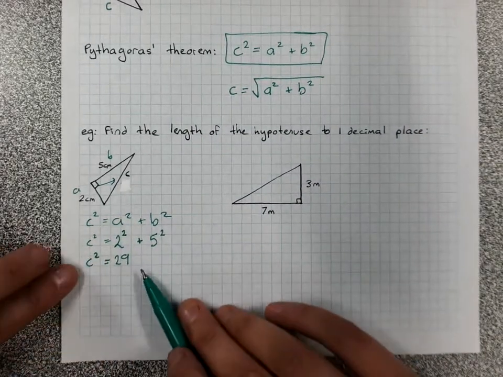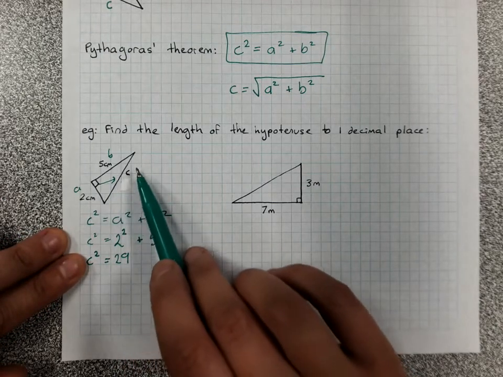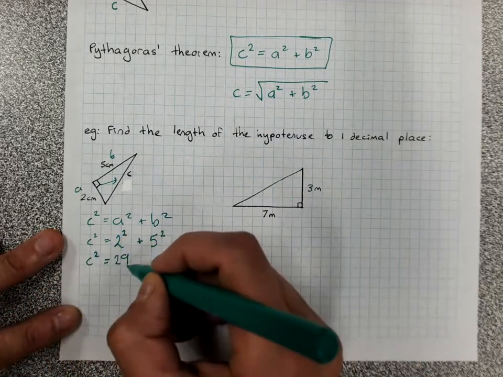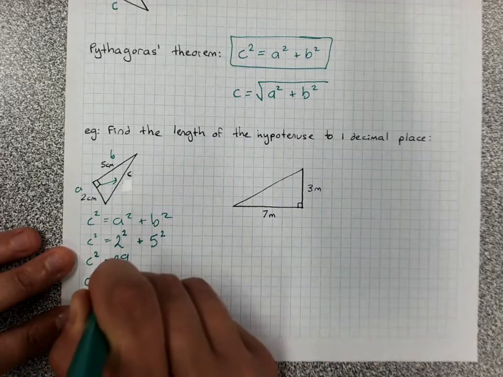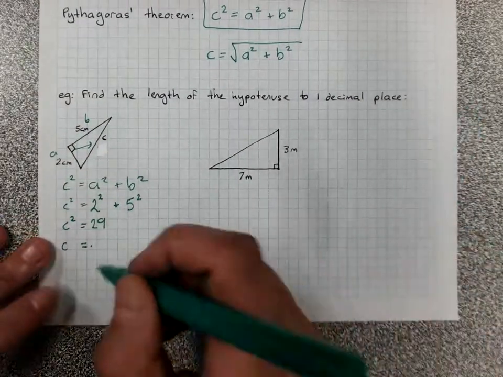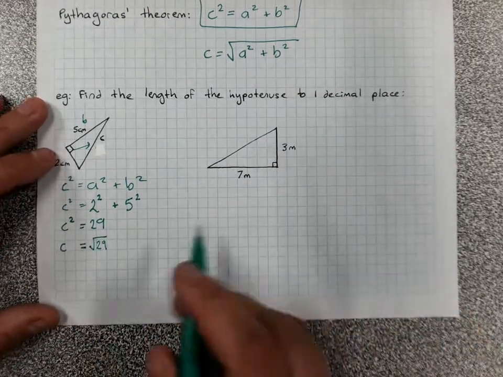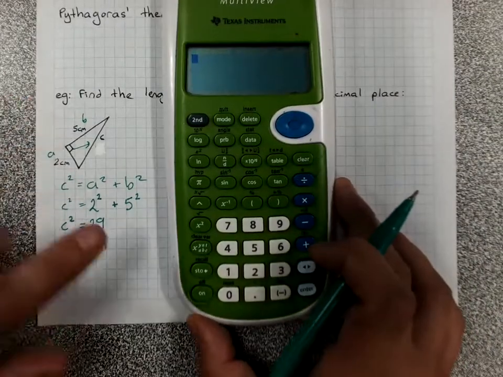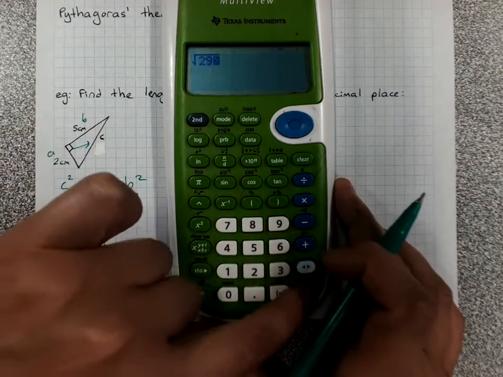Now that isn't the answer. That's the answer for C squared. But I want C. Once I've got to the end where I've got C squared and I've just got a number, I want C equals, and I need the square root of that number. Square root of 29. Then last step of working, get the square root of 29. It's up above the squared button, so second function square root 29 equals.